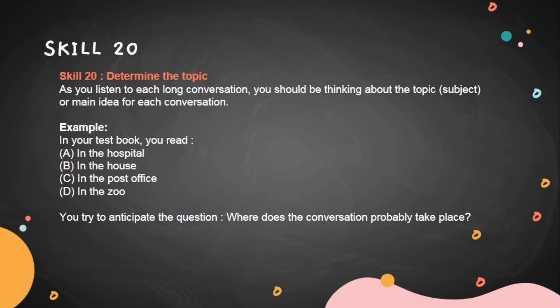Skill 20. As you listen to each long conversation, you should be thinking about the topic or subject or main idea for each conversation. Since the first one or two sentences generally give the topic, you should be asking yourself what the topic is while you are listening carefully to the first part of the conversation.